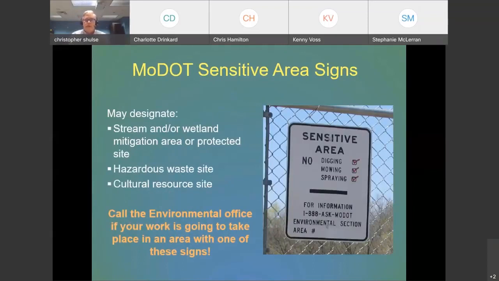Stephanie already talked a little bit about these sensitive areas signs, so make sure you contact us if you see one of these, and we can hopefully answer what it's for and what you can and can't do beyond what it states on the sign.